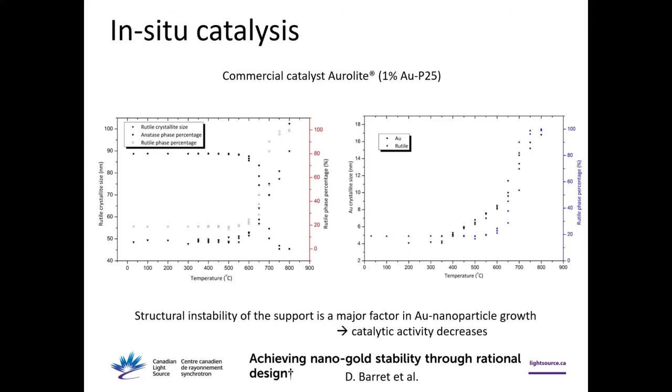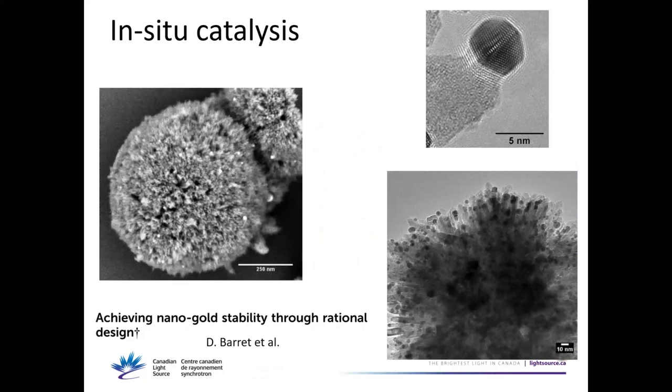And while it does that, the gold nanoparticles, they move and they coalesce and they grow. And when they do that, they lose their catalytic activity. Because for gold nanoparticles to be catalytically active, they have to be small. So you don't want them to move and coalesce and grow. And this is what is happening in these commercial catalysts. These ones are useful, for example, in gas and car exhaust systems.